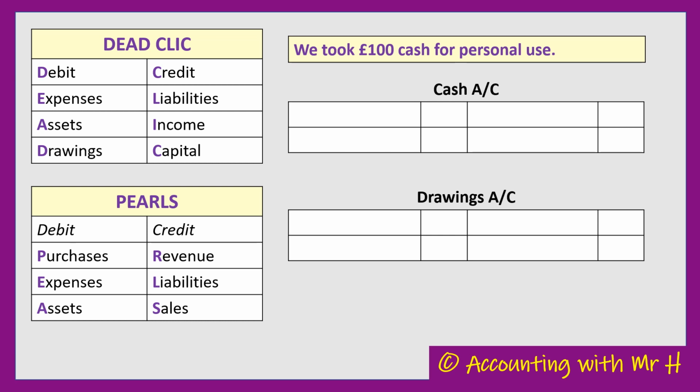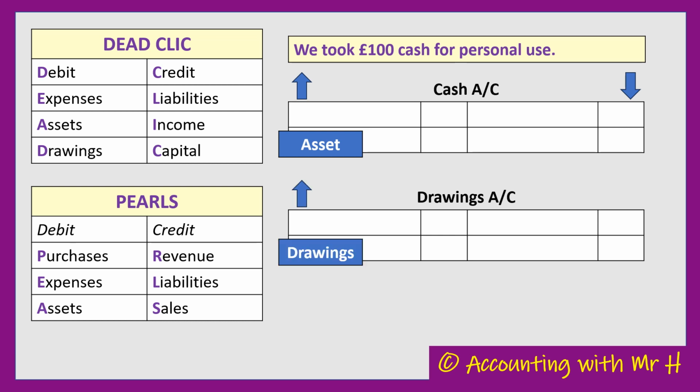Next one, we took £100 cash for personal use. So we've got the cash account, and if it's money we took for our own personal use, that's going to be recorded as drawings. So cash is an asset. We debit assets to increase the value and credit to reduce. Drawings, if I look at DEAD CLIC, it tells us also debit drawings to increase the amount of drawings we've taken and credit to reduce.